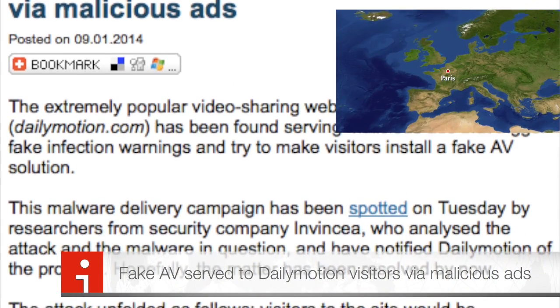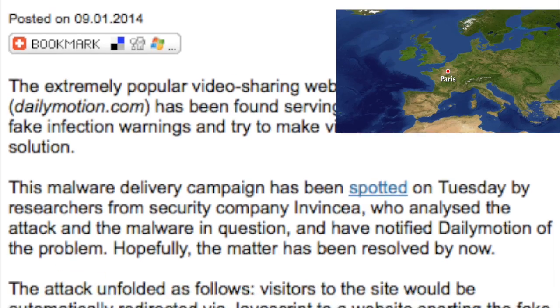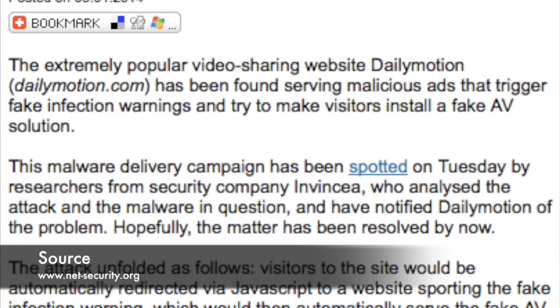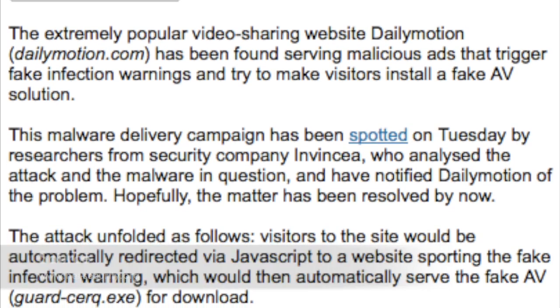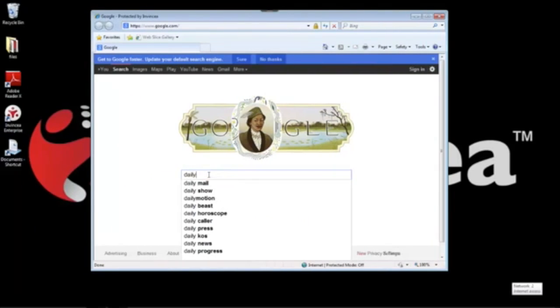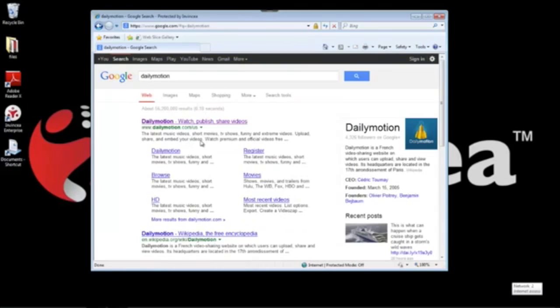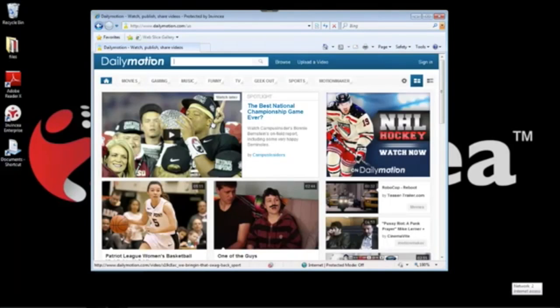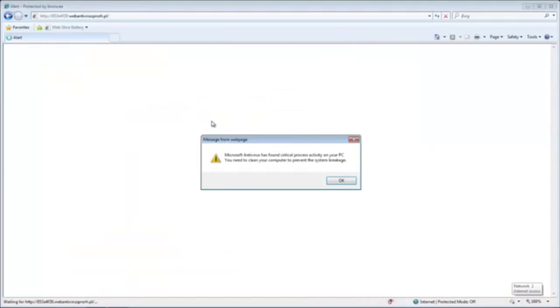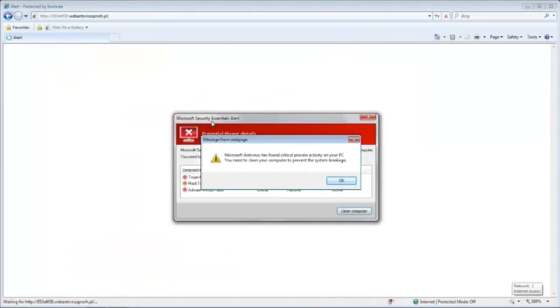Popular video sharing website Dailymotion has been found serving malicious ads that trigger fake infection warnings and try to make visitors install a fake AV solution. This malware delivery campaign was spotted on Tuesday by researchers from security company Invincea, who analyzed the attack and the malware in question, and have notified Dailymotion of the problem.